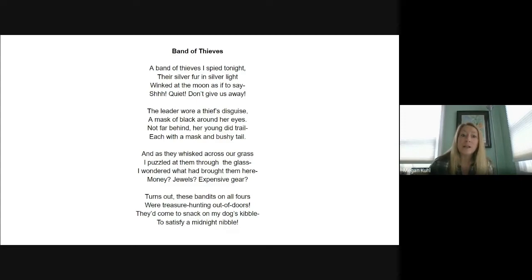I wondered what had brought them here. Money, jewels, expensive gear? Turns out these bandits on all fours were treasure hunting out of doors. They'd come to snack on my dog's kibble to satisfy a midnight nibble.